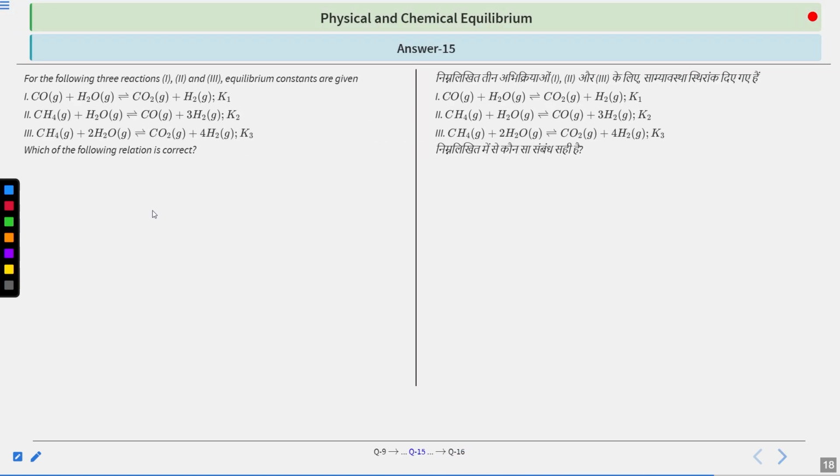So we are given three equations. First is simply hydrolysis of carbon monoxide, which is giving us CO2. Second is hydrolysis of methane. And third is again hydrolysis of methane, but with a different stoichiometric coefficient. So what we have to do is find the relation between these three. Clear? Okay. So the relation is K3 is equal to K1 into K2.